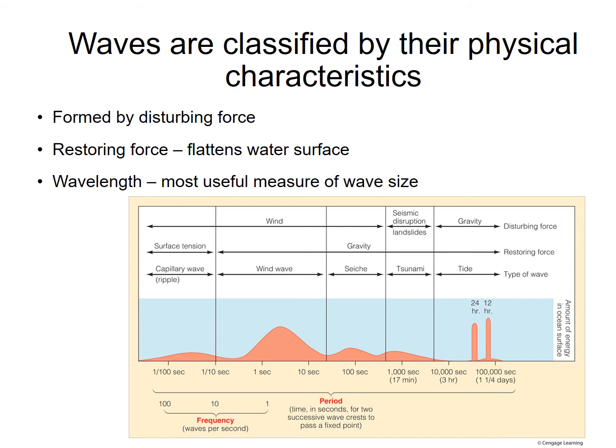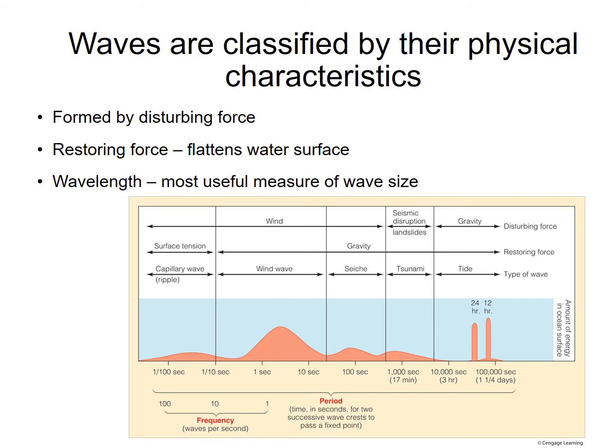And as the graph shows, most wave energy is typically concentrated in wind waves. However, large tsunami, which are rare events in the ocean, can transmit more energy than all the wind energies for a brief time. So the waves are formed by a disturbing force. And in this case, it's the wind that is doing the disturbing, or in the case of the tsunami, it is the seismic disruption.